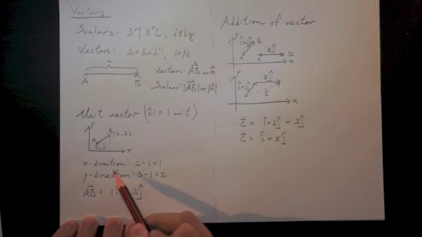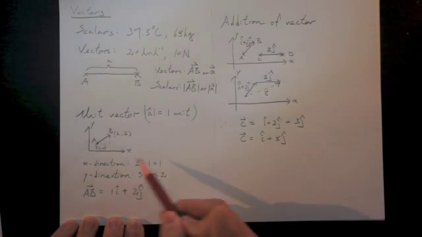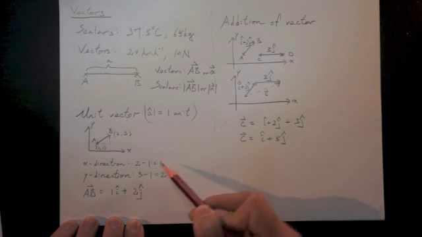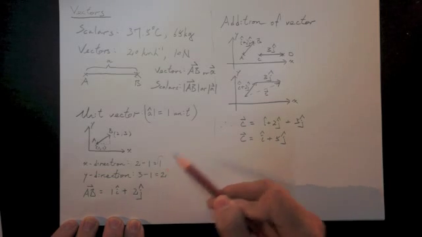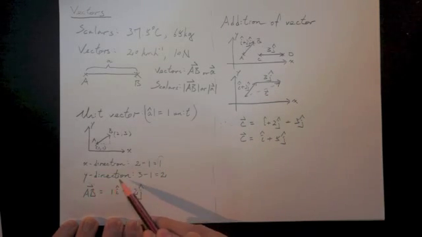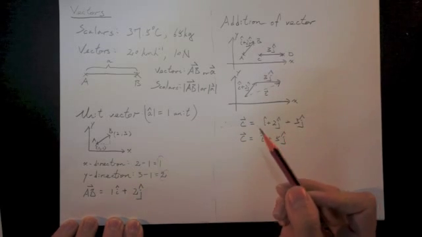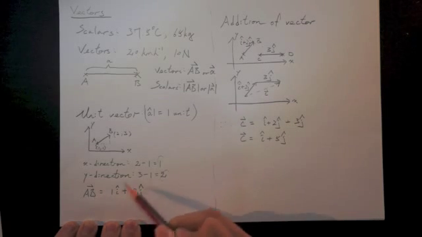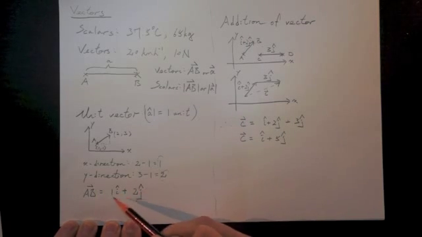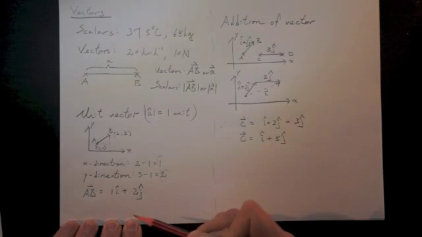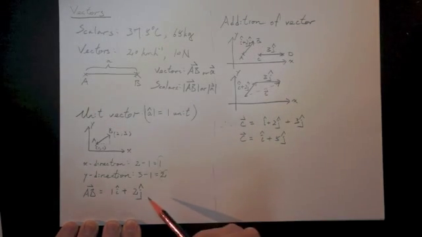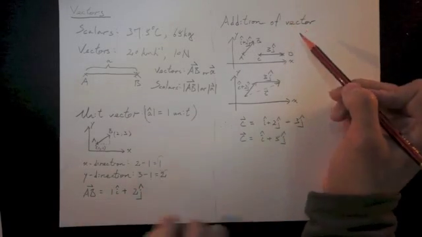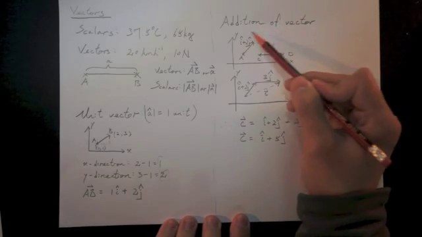Consider the x direction. This vector has magnitude 2 minus 1. Therefore, in the x direction, we have 1. For the y direction, we have 2. Therefore, the vector can be represented by this notation, 1i plus 2j. Okay? By this notation, it is very convenient for us to do some operations like addition.